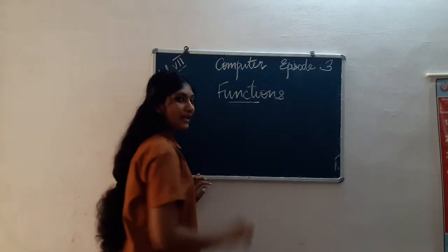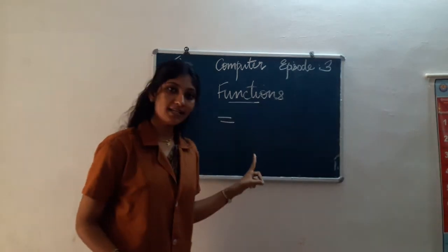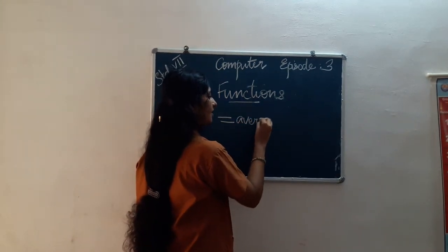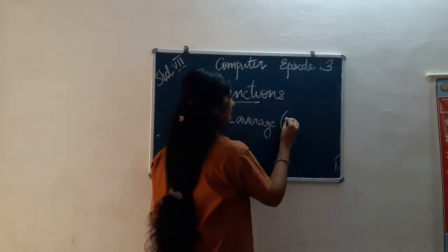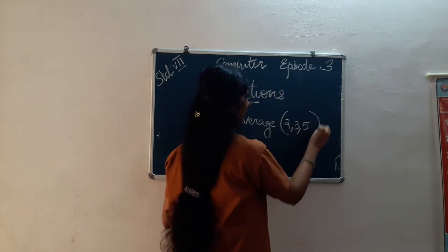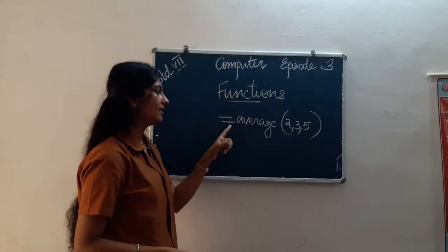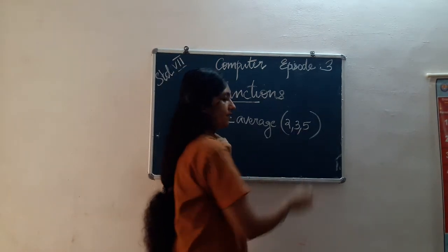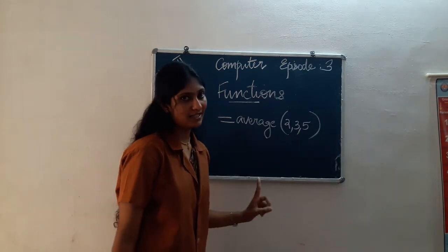let's take finding the average. First we have to write the equal to symbol, and then the function name, here average, and then you can put the values inside the brackets, for example 2, 3, 5. So here the function name is average, and the arguments are 2, 3, 5. That means the input. You can calculate the average: 2 plus 3 plus 5 divided by 3.